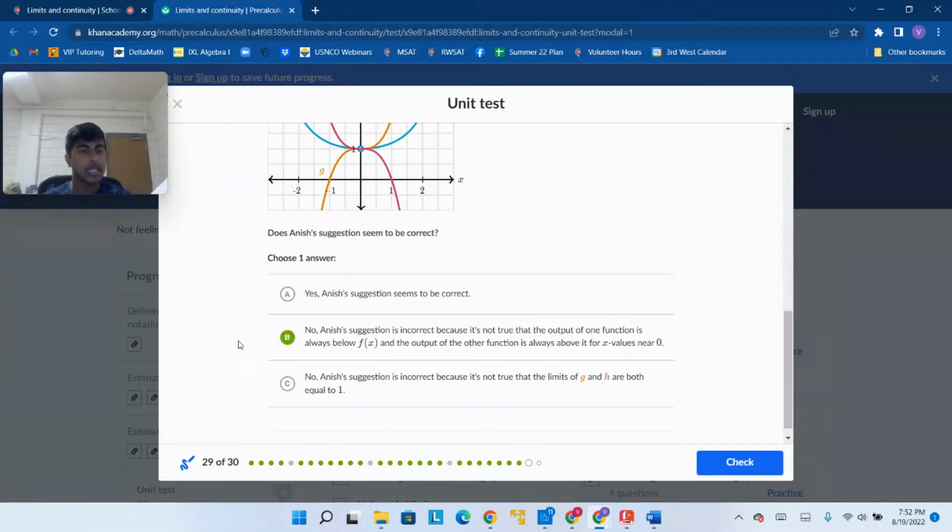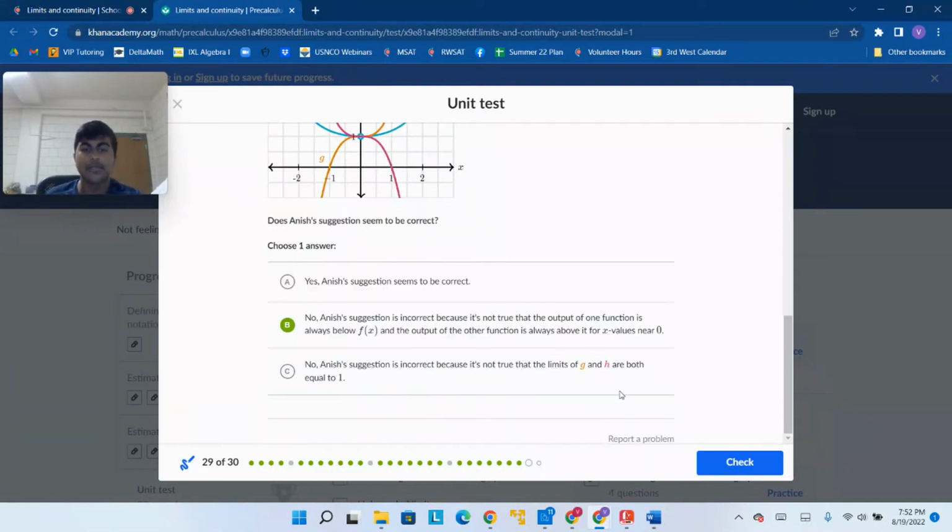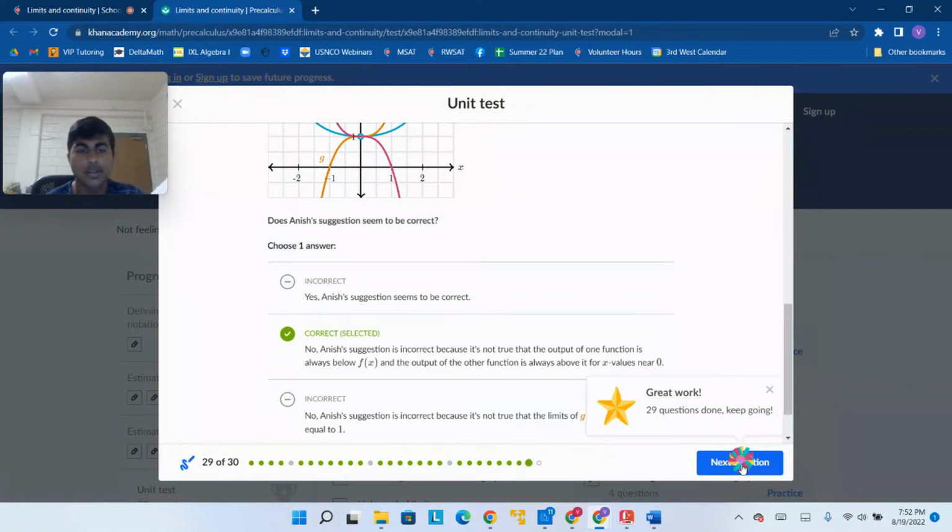Near 0, near this value, the output of one function is always above and the output of the other function is always below. You squeeze it in between. It's like a sandwich: f is whatever's inside, and the bread is the other two, so you have to squeeze it in between. If your bread is sideways and intersecting each other, you can't make a sandwich like that. Right, and that's our answer.